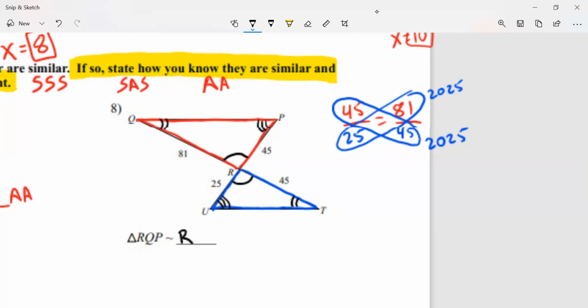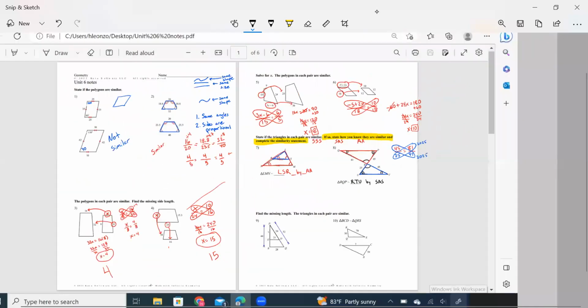Now my question is, do I go RUT or RTU? Gotta think. Order matters. RUT or RTU. The second letter is Q, right? On the red angle, it's angle Q. That is marked with two arcs. So then I'm going to say RTU by side angle side. Let me zoom out so we can see what we worked today.